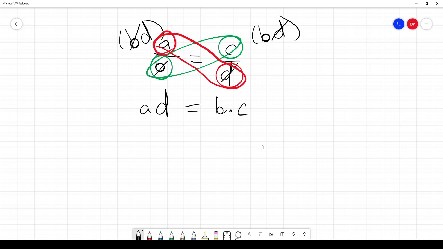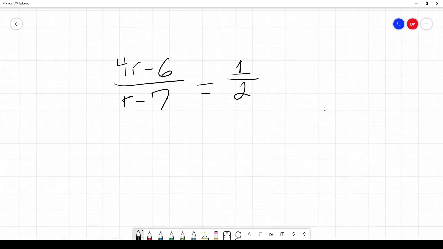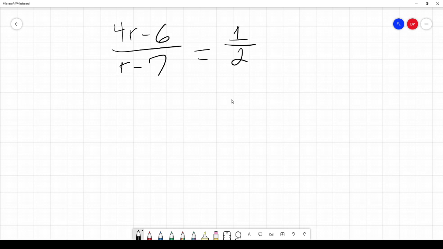Okay, so now I'm going to go on and use that to solve this equation here. If you didn't see it, this was the problem that came up on Khan Academy. What we're going to do is solve this. We want to find what values of r make this a true equation.